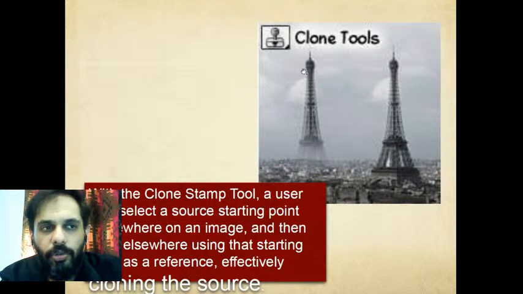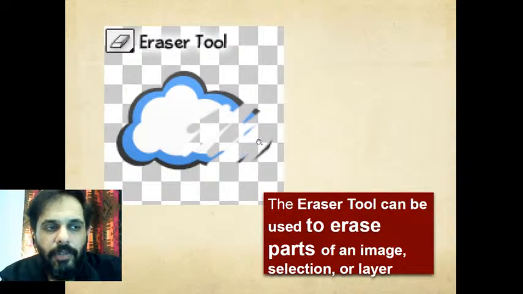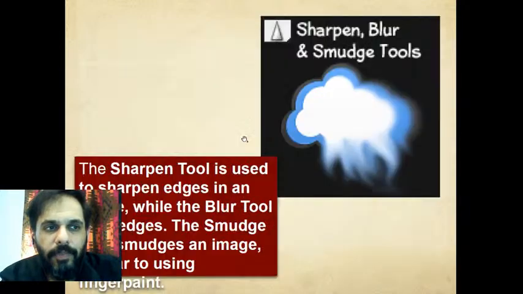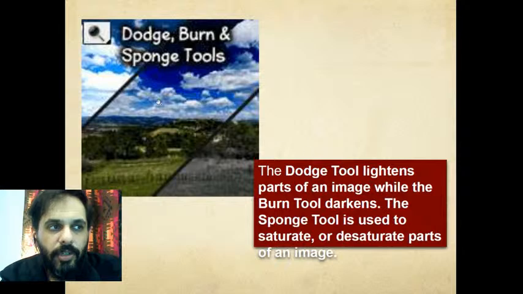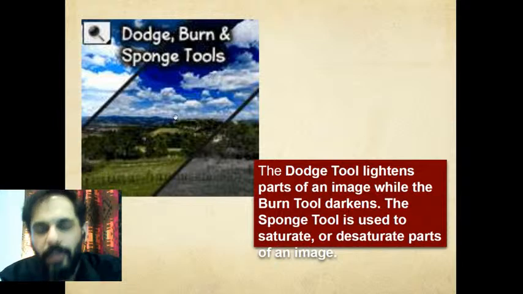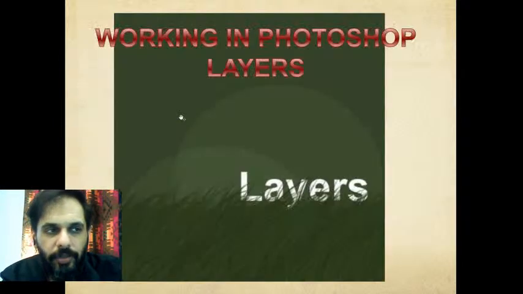Clone tool. If I want two things at the same time, I will clone this one and put it over here. Eraser tool, if I want to erase anything. Smudge, if I want to make something blurry or some effect like that. Dodge, if I want a darker area to become brighter. If I want the brighter area to become darker, I will use burn. If there is too much color, I will use sponge to desaturate it, or the other way around, if it is black and white, to saturate it.